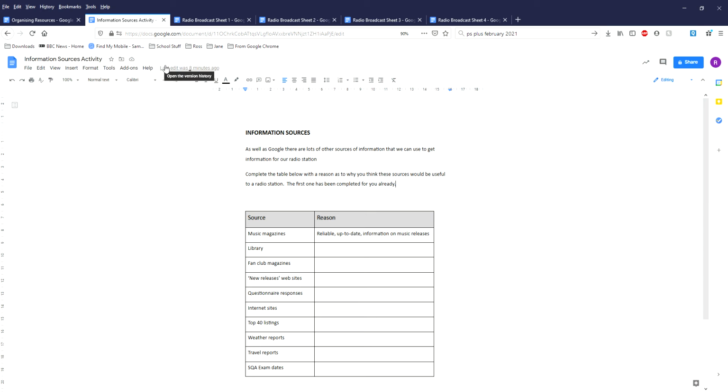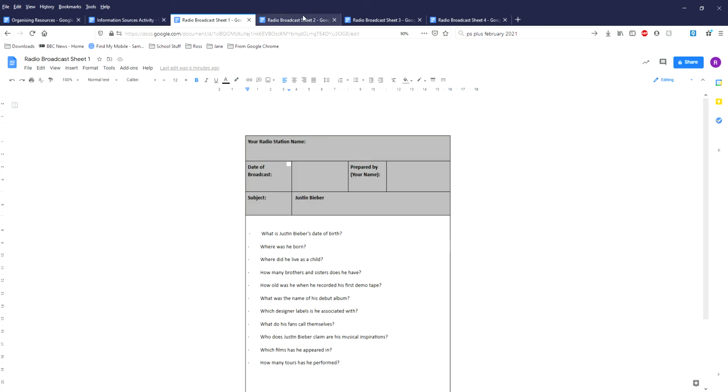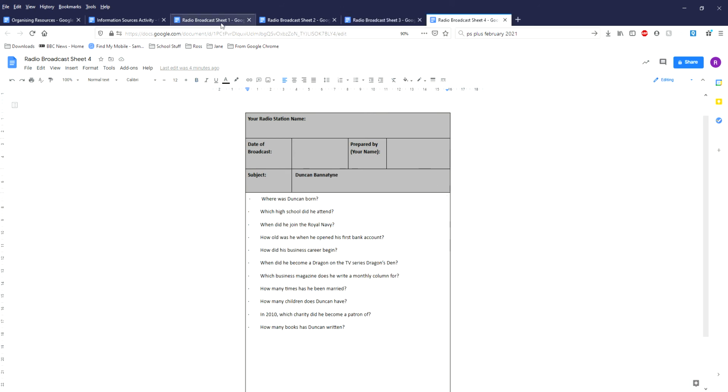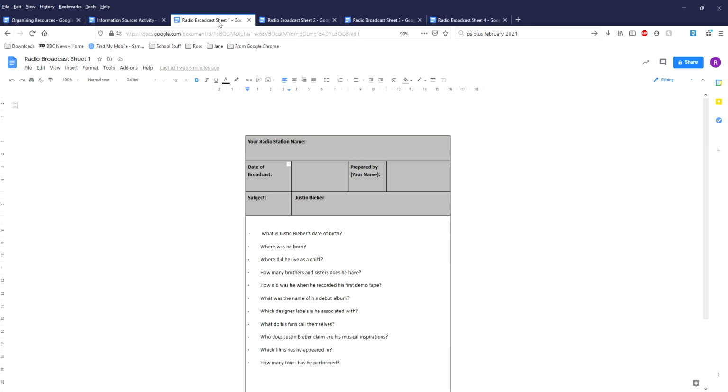what makes them a good source of information. And for our final task we have got 4 separate radio broadcast sheets. Now the point of these is to research and write a sort of script that your broadcast is going to say about a subject. So it's about 4 famous people, and to fill this in, up the top there we've got a radio station name. If you can't remember what your radio station name was, don't worry about it, just make one up.